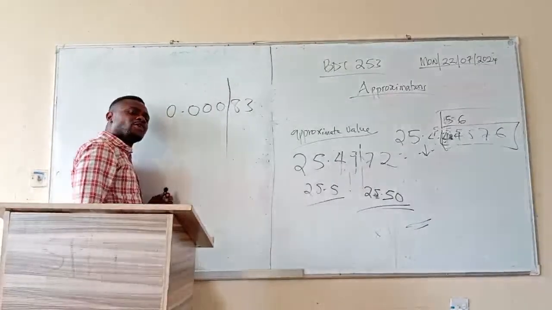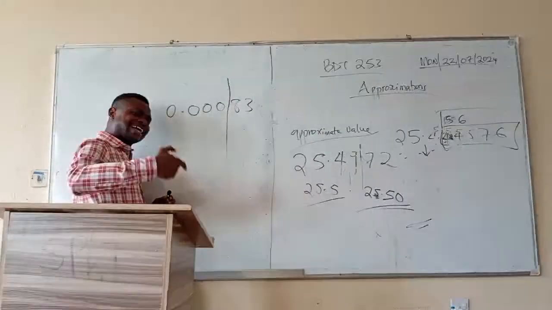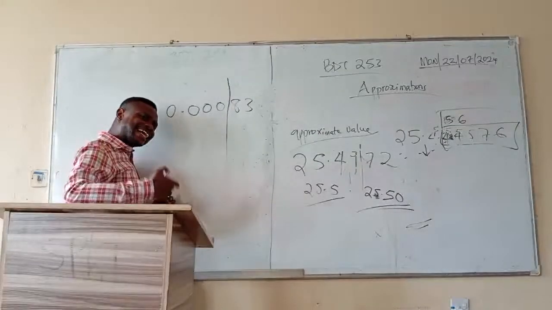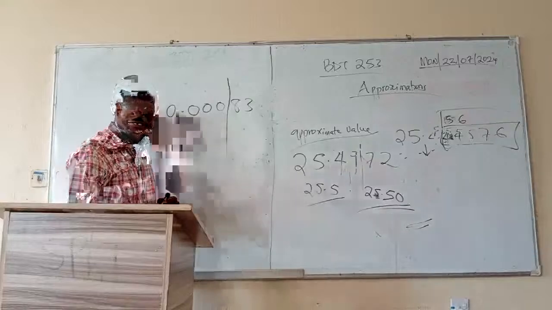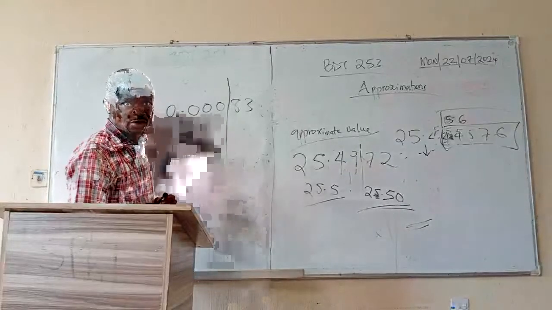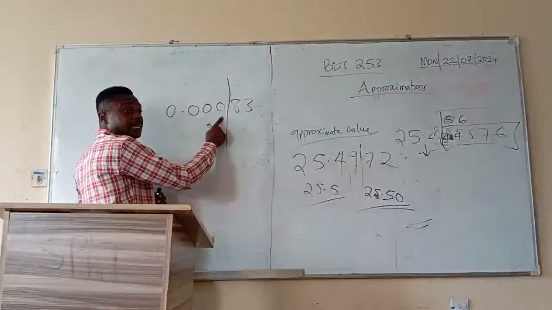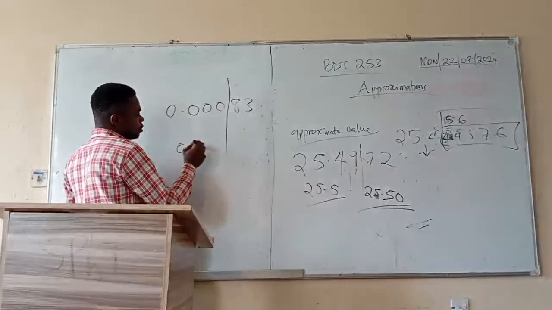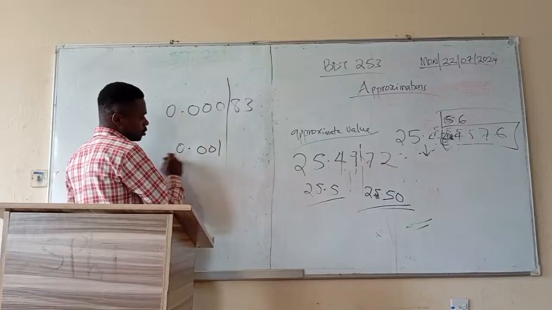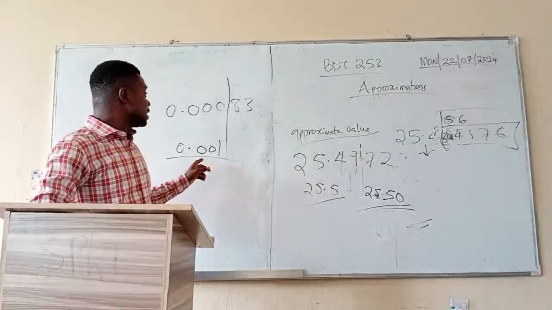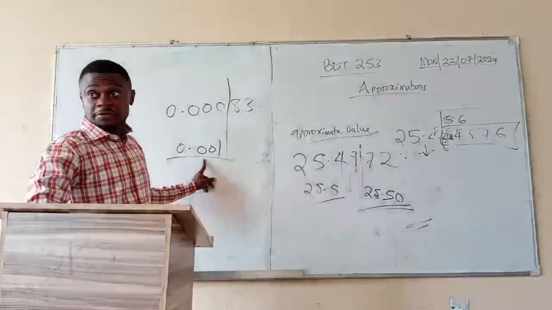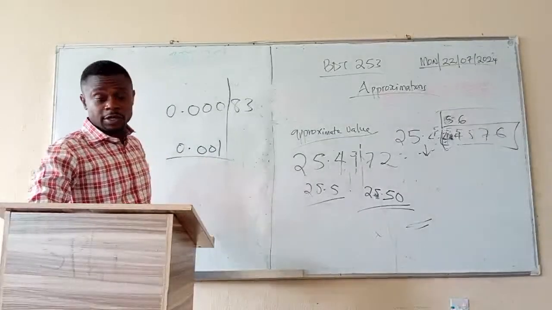Yes. But there is another digit next to it, which is 5. So what do we now do? We zero this side, right? Put 1 here. It becomes 0.001. Is this a round up or round down? Round up, okay.